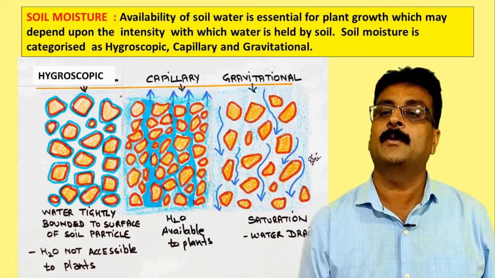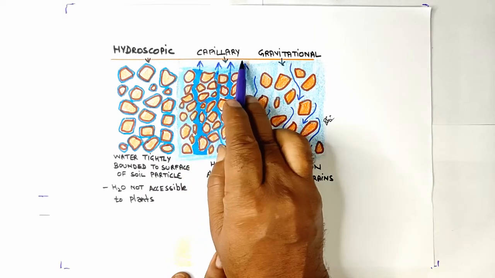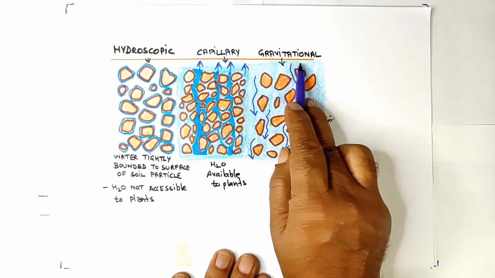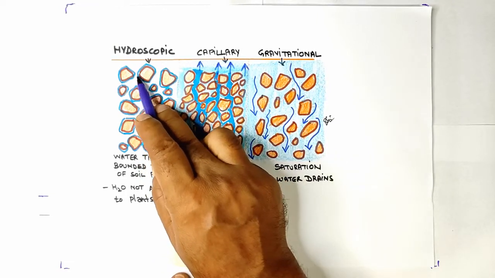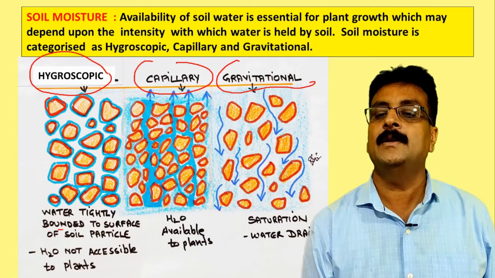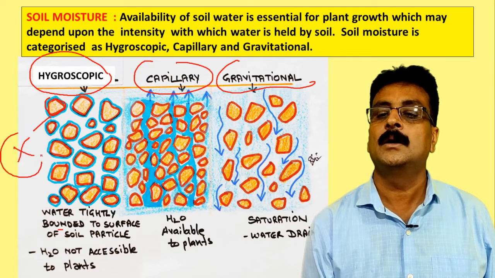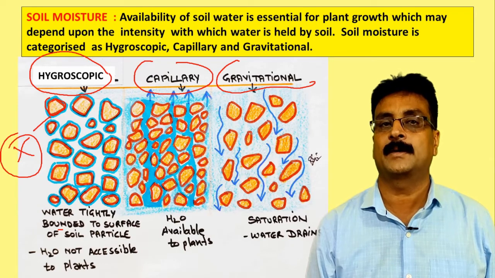So there are three types of moisture. One is called hygroscopic moisture, one is called capillary moisture, one is called gravitational. So hygroscopic moisture, they are bound very tightly to the soil particle, and it is not available to the plants to access, to take. So hygroscopic water.